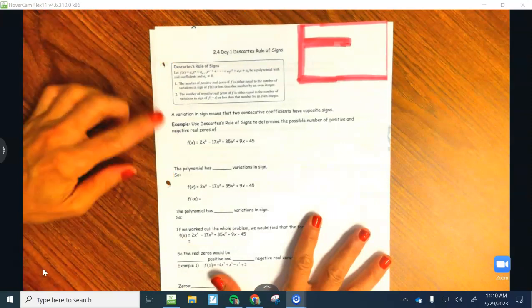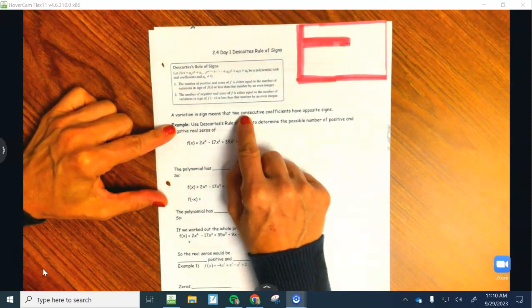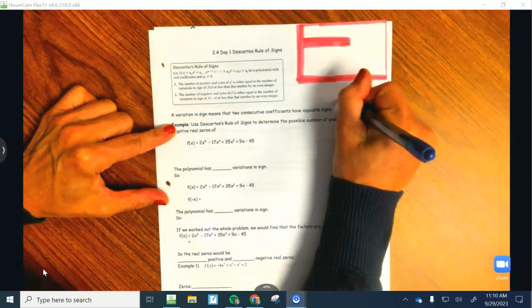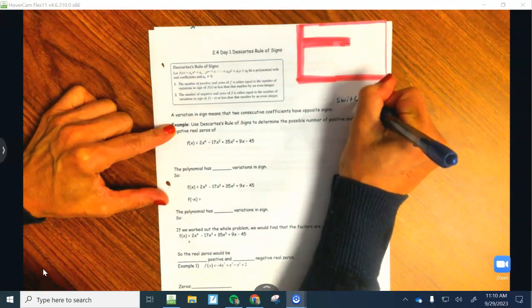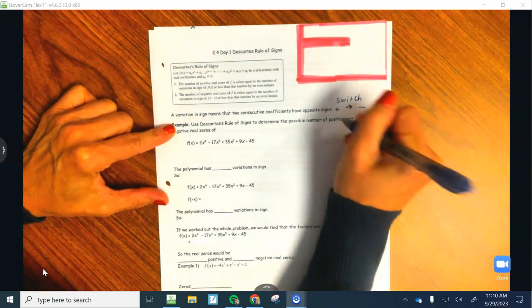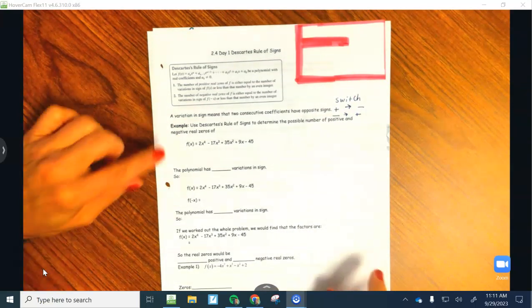Whoops, let me straighten this. I'm so sorry. Let me show you what we're talking about in this example. A variation in sign means two consecutive coefficients have opposite signs. Guys, basically it's a switch from this to this or from this to this. Pretty easy.